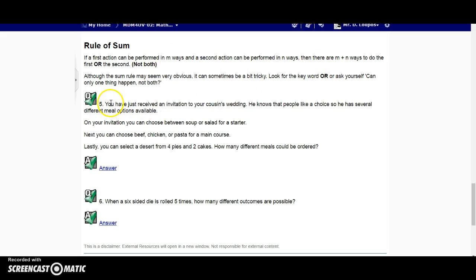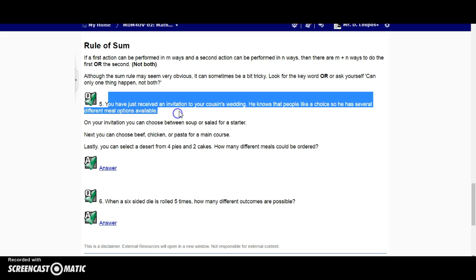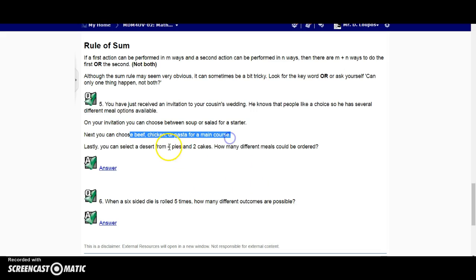So let's talk about this. Let's look at this. You have just received an invitation to your cousin's wedding. He knows that people like a choice, so he has several different options to eat. You can choose beef, chicken, pasta, and there are 4 pies and 2 cakes. How many different meals can be ordered?